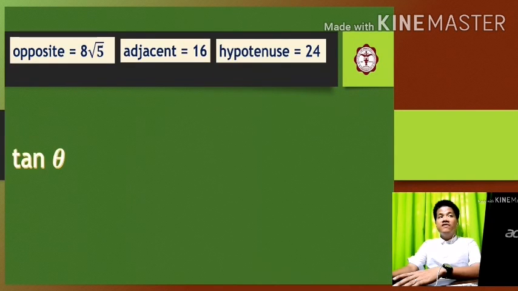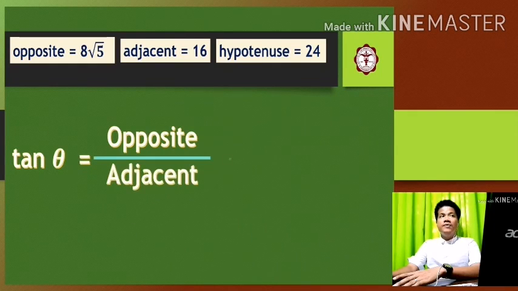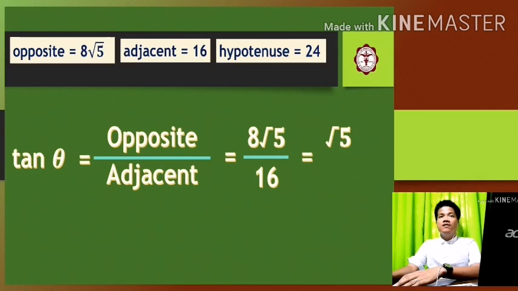Moving to the tangent function of theta, we will have opposite over adjacent, and our opposite is 8 square root of 5, and then our adjacent is 16. So simplifying, we will have square root of 5 over 2.